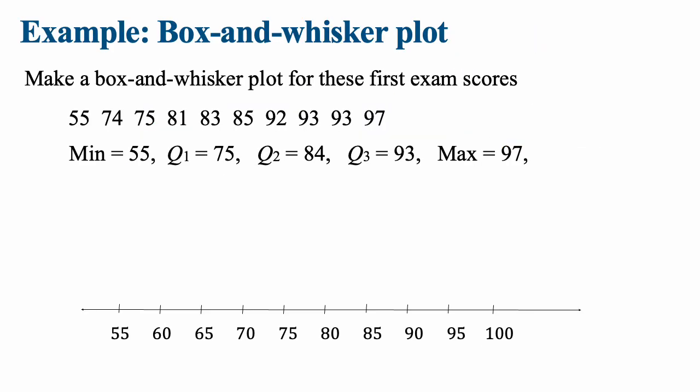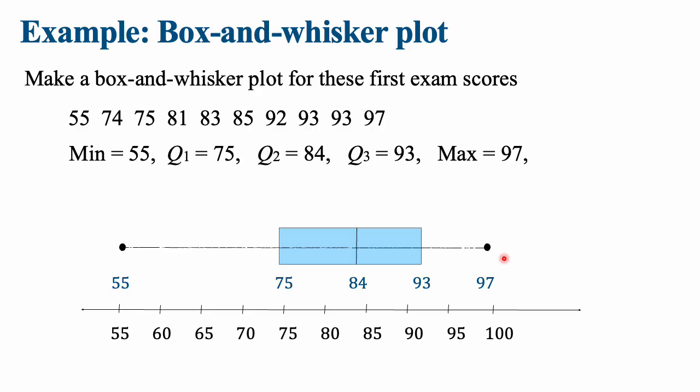Let's create a box and whisker plot for this first exam score. We already found the 5-number summary. So how are we going to create a box and whisker plot for this? First start with the first quartile, 75. Next one is Q3, 93. Then draw the box between the two values. Let's draw the box. Then you use the median. The median is 84. Draw the line. Then we see the minimum, 55. The maximum is 97. Draw the line. That's how you create a box and whisker plot.